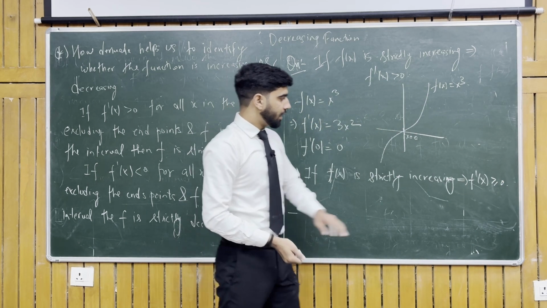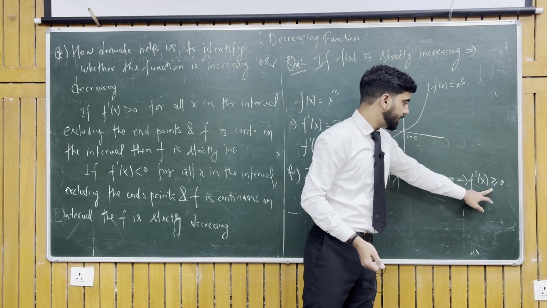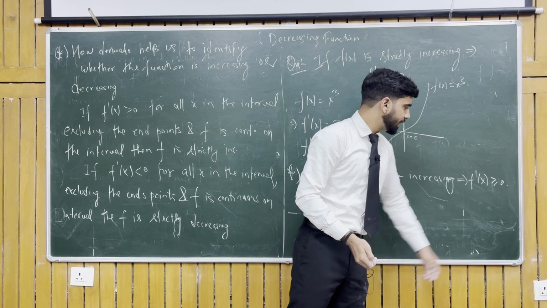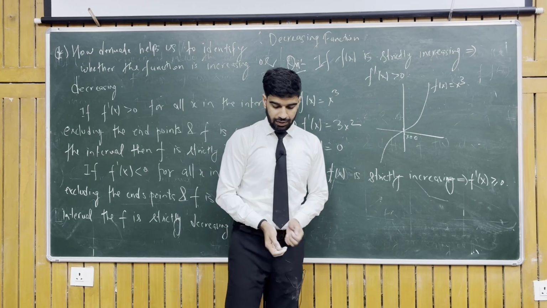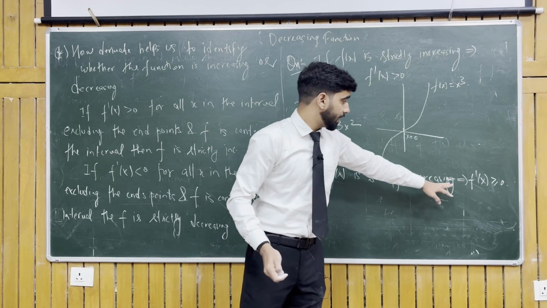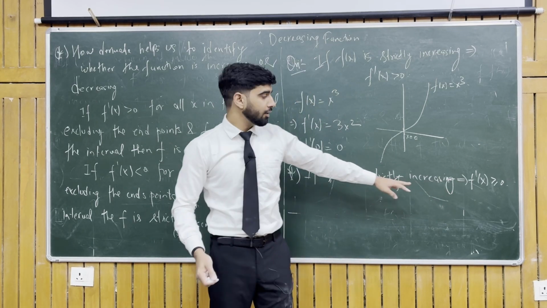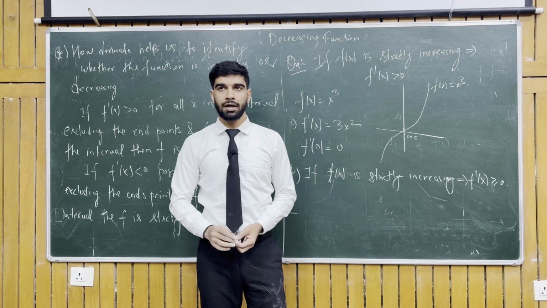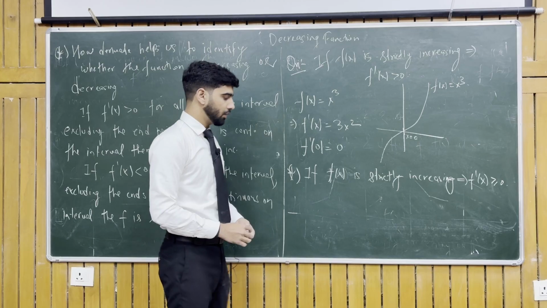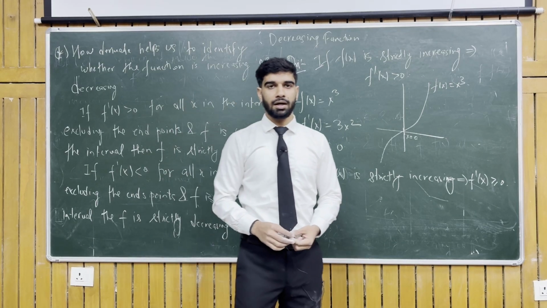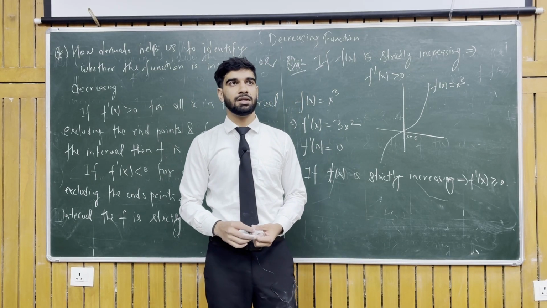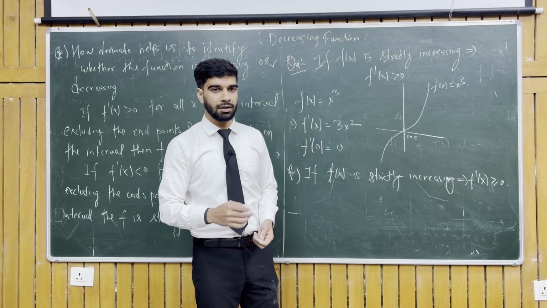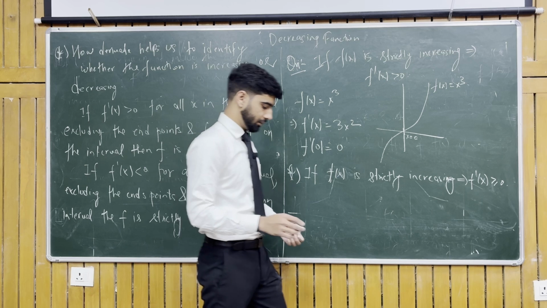We need to keep in mind that the equality of the derivative happens at discrete points. It cannot happen throughout the interval. If it happens throughout the interval, then the function need not be an increasing function. So one more important thing: I will draw the graph of a function which is increasing, but the derivative is equal to 0 on an interval. So let us see.